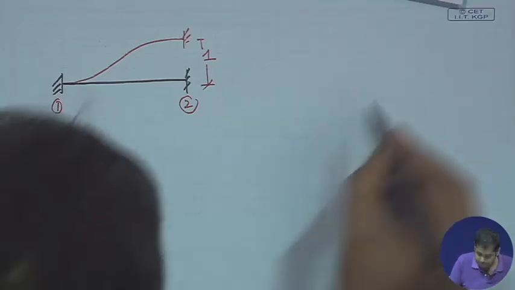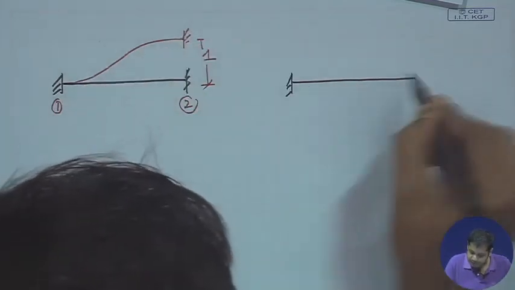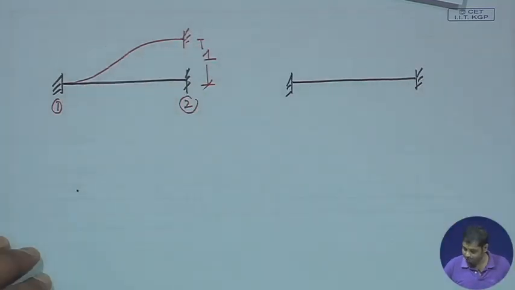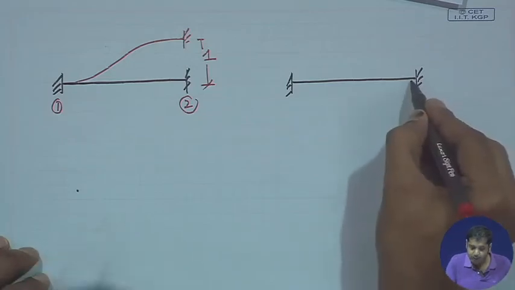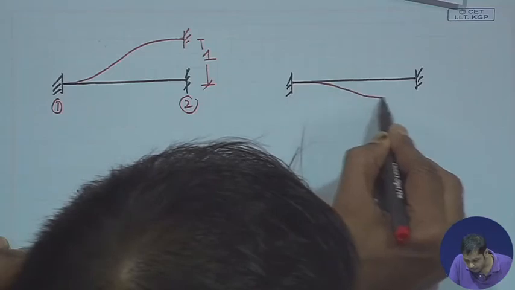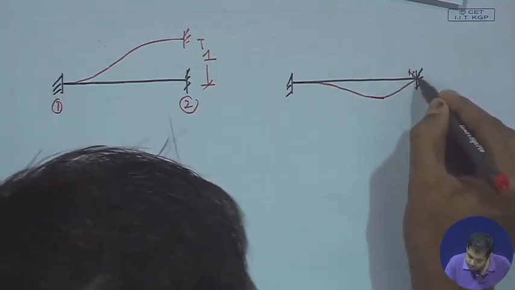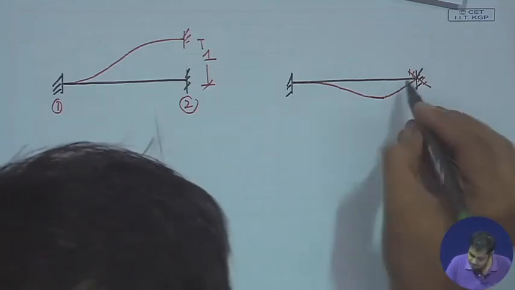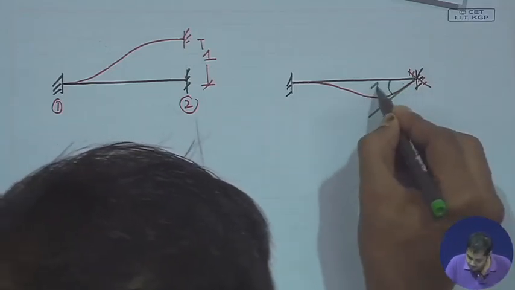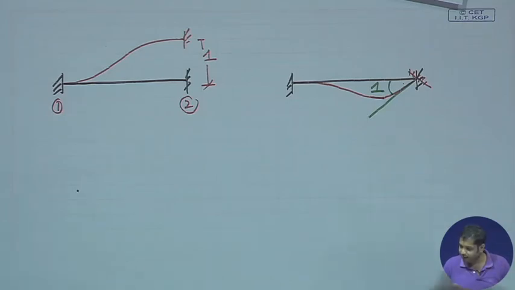If you have a similar structure, this end originally fixed, then at this end we have a unit rotation, and the corresponding support will be like this, and this is unity, this is 1. And if we have this, then we also have corresponding reactions and moments, and those values will be like this.